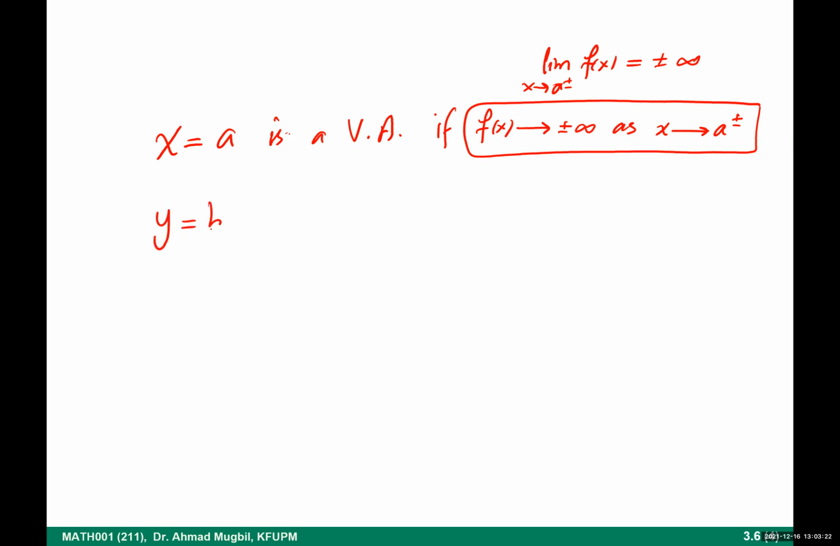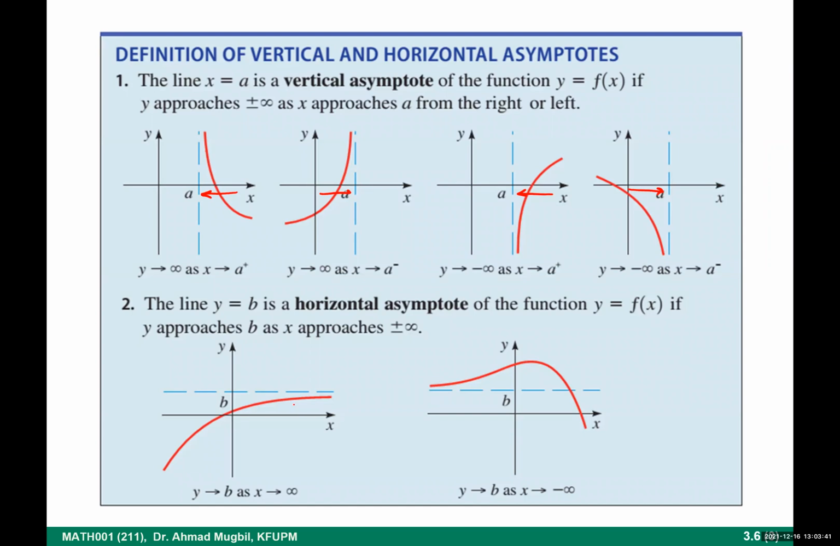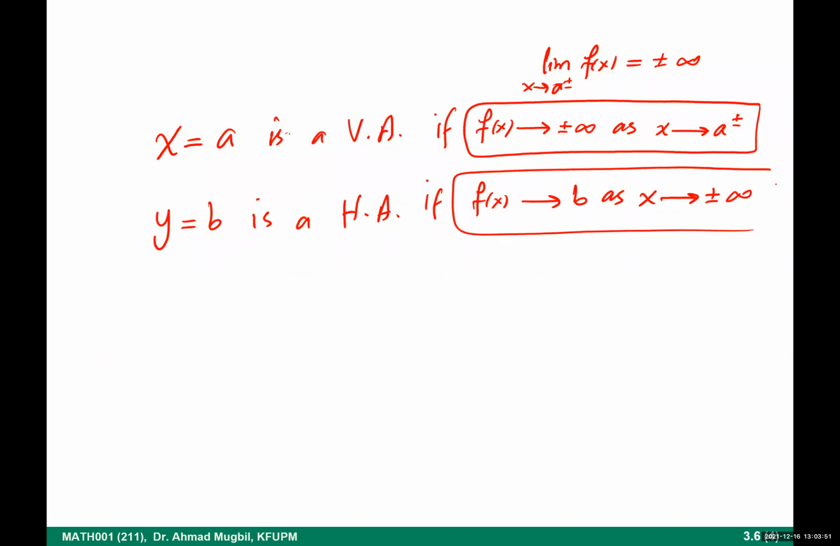Now, y equals B is a horizontal asymptote if what? If the function approaches B as x approaches positive or negative infinity. The definition is here. Look, it is an end behavior. We are just asking what will happen eventually. So in terms of limit, this means: the limit of the function when x goes to positive or negative infinity equals B. B here is a fixed number, a finite number, not infinity. If it is infinity, it is not a horizontal asymptote.